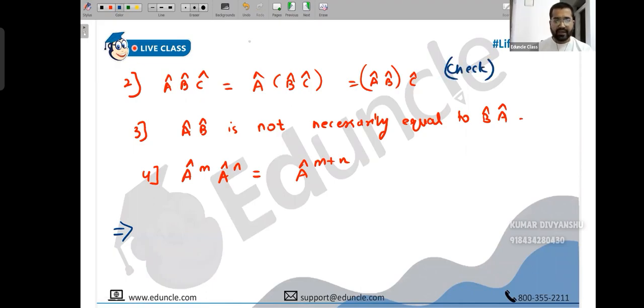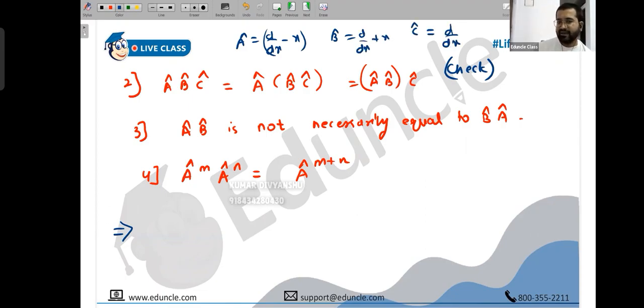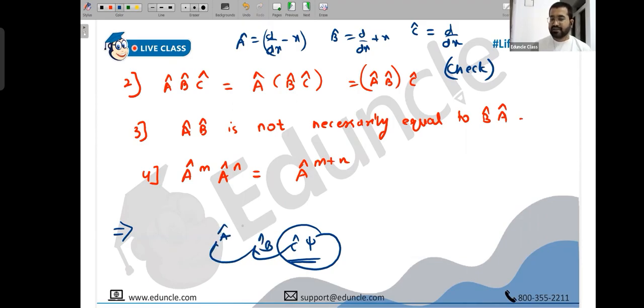So for example, you can choose a cap again the same, d by dx minus x. You can choose b cap as d by dx plus x, and just choose c cap as some random operator, let's take d by dx, and see if at all this is true or not. Check this yourself. But in exam, my suggestion, like I said, is always apply the operator nearest to the function first, calculate it, then go to the next operator, and then the next. Safest method. Okay, next.